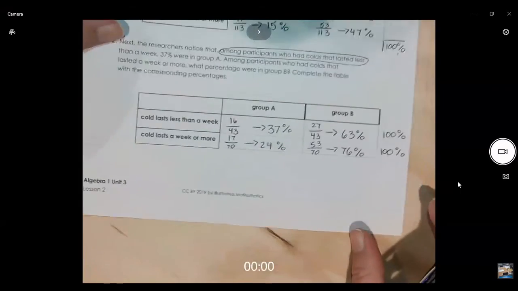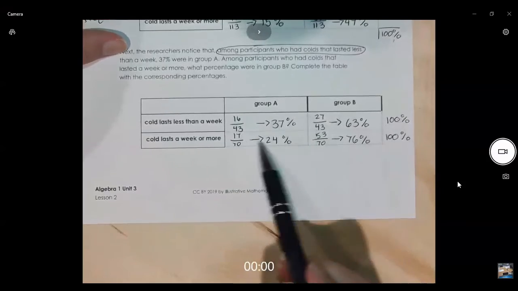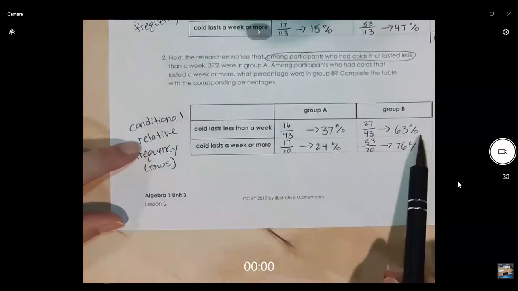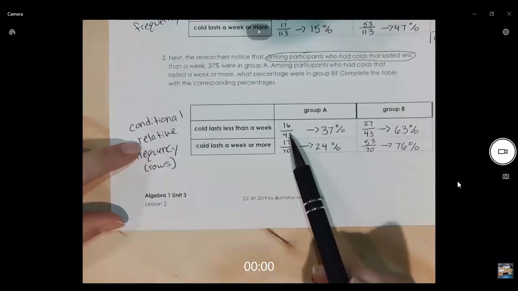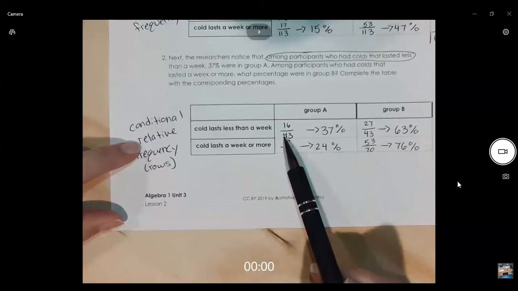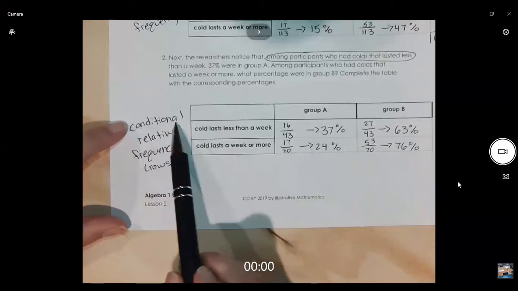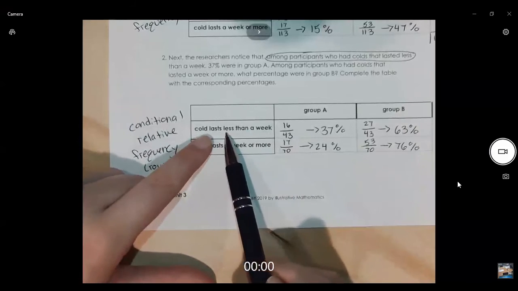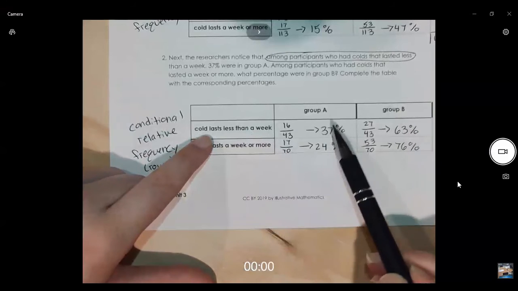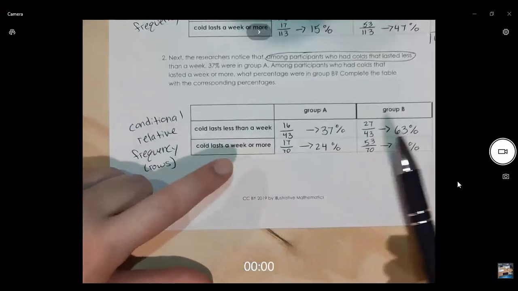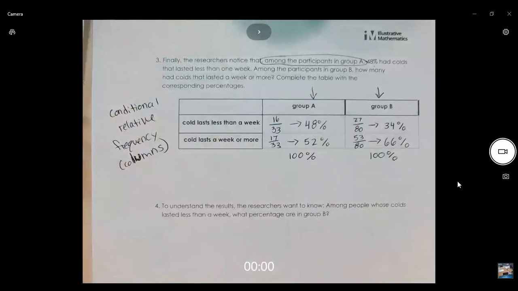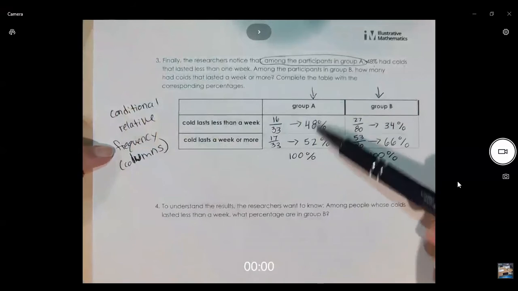But once we get into more specifics, where this one was now out of the rows, this is called conditional relative frequency. So it's relative frequency because it's relative to something. So it's 16 out of the 43, so relative to the total of 43, but it's conditional because it's given the condition that we knew that the person had a cold that lasted less than a week. I want to know how many percent are in group A and group B. Or given that it lasted more than a week, I want to know how many are group A or group B. This one is also conditional relative frequency, but we went by the columns.